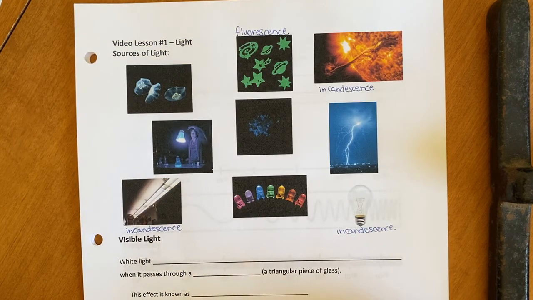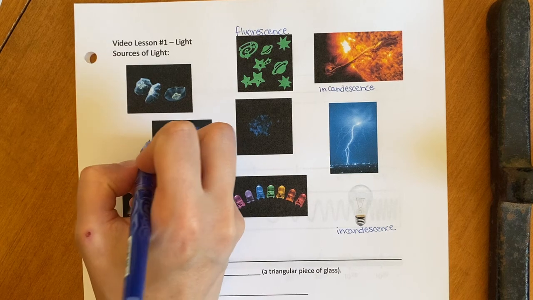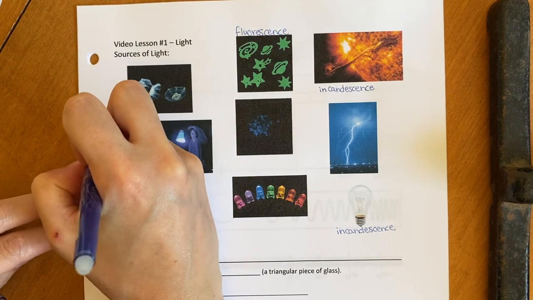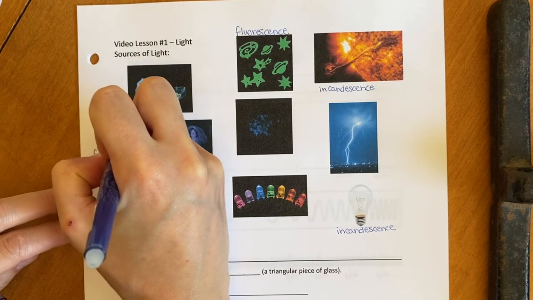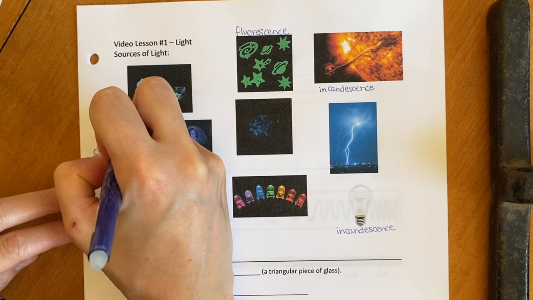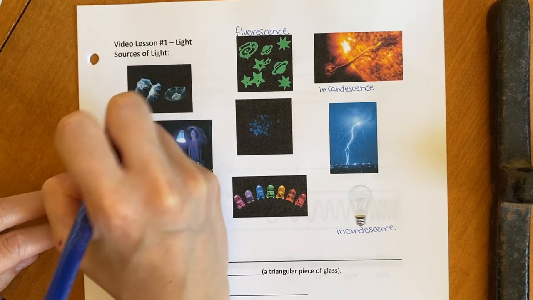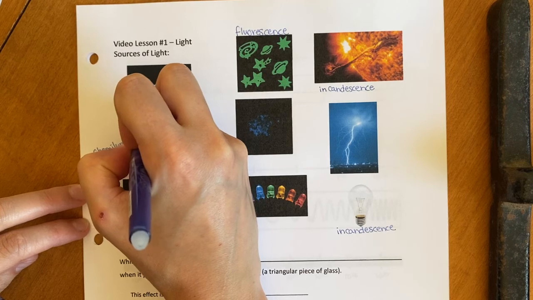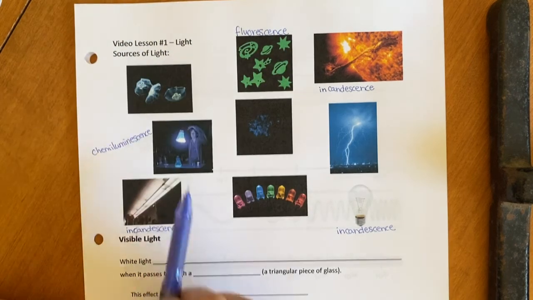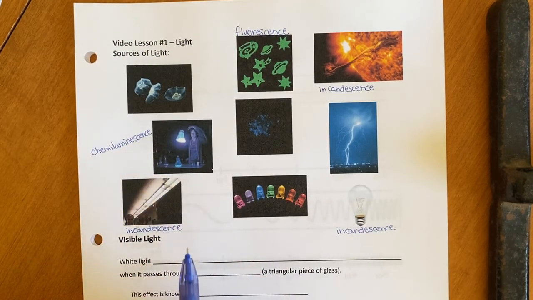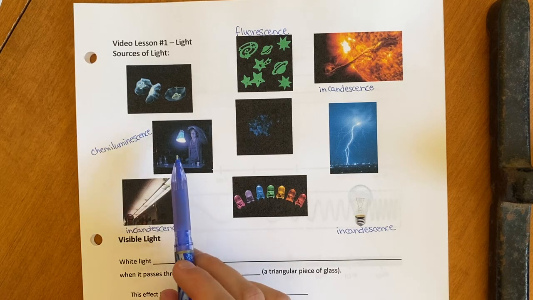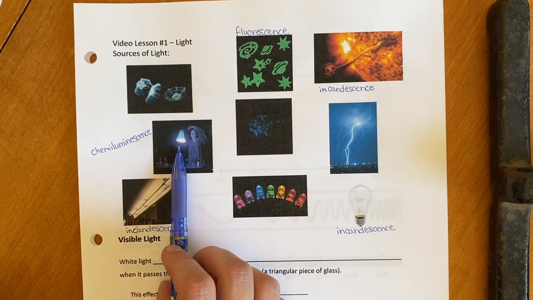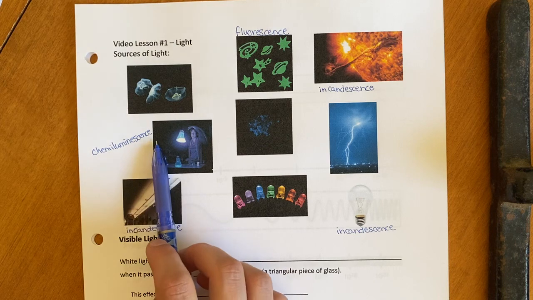We can also have light being produced from chemical reactions. So there are sort of two types of that. You can have it directly from a chemical reaction, which we would call chemiluminescence. So if you were to mix two compounds together that produce light, one of those is luminol that does that, you would get chemiluminescence.